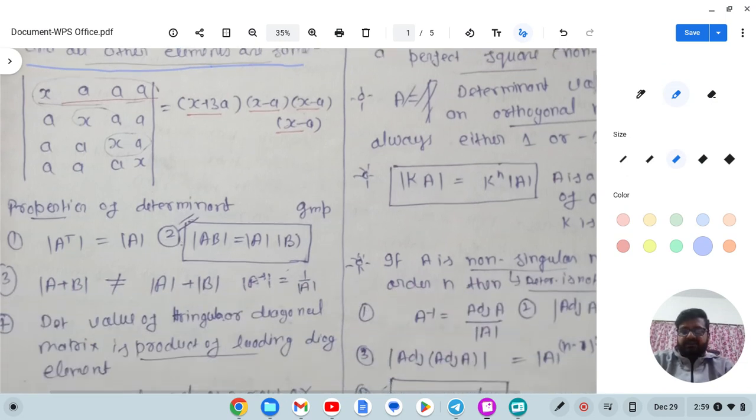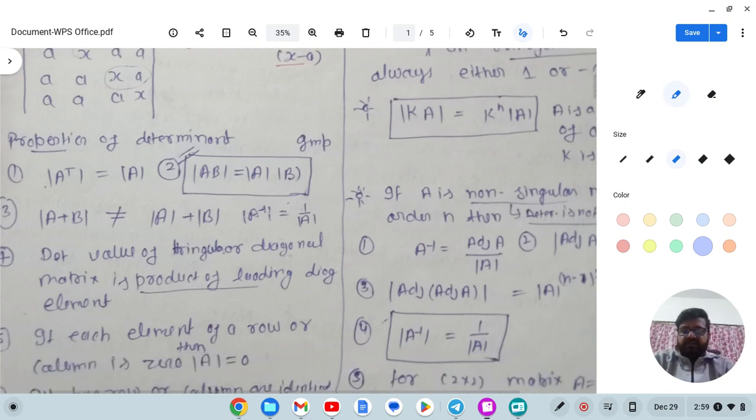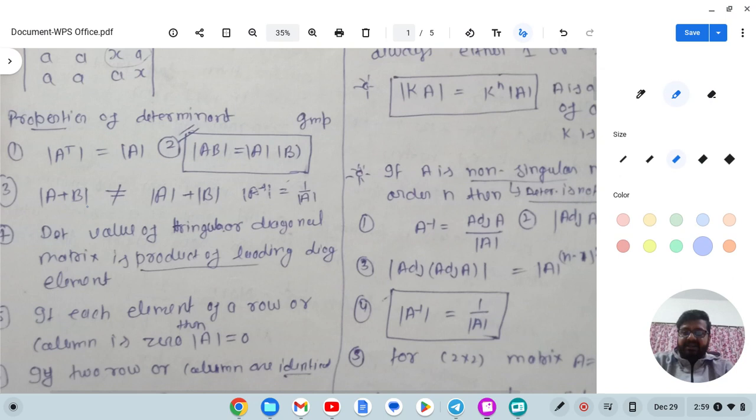Now we come to the properties of determinants. Always keep in mind that the determinant is only defined for a square matrix. If there is a matrix of order 2 by 2, 3 by 3, 4 by 4, then only you can write the determinant and solve it. The first property: determinant of transpose A is equal to determinant of A. Second, determinant of the product AB is equal to determinant of A times determinant of B. But the determinant of the sum of two matrices is not equal to determinant of A plus determinant of B.